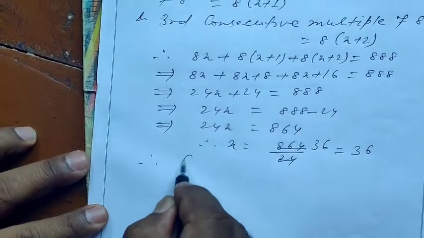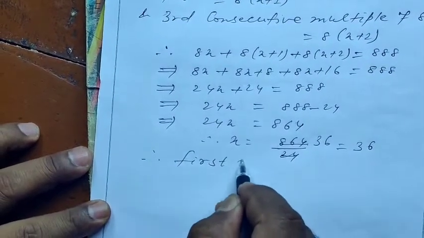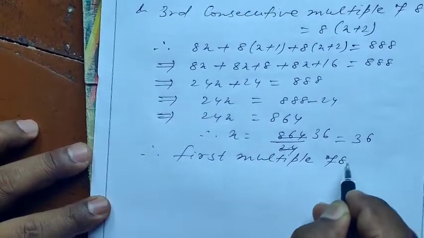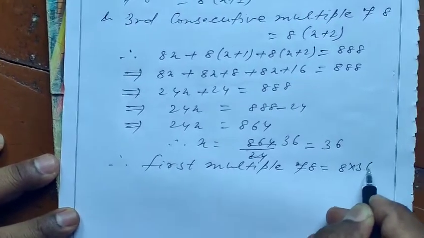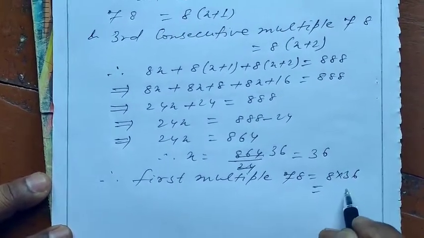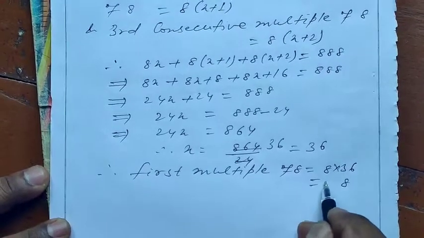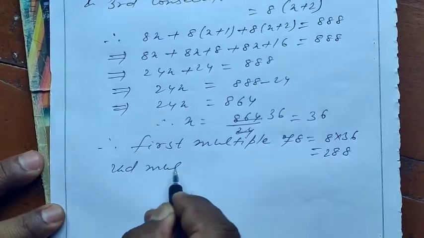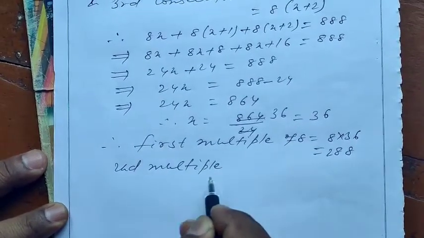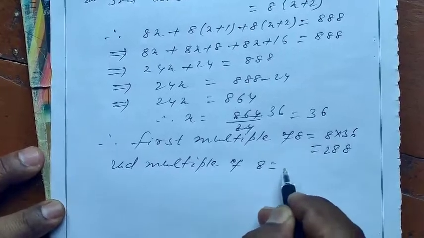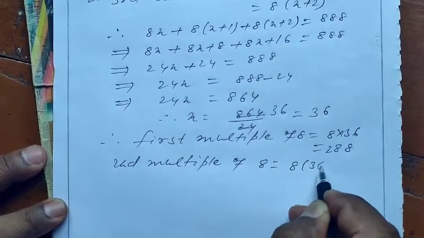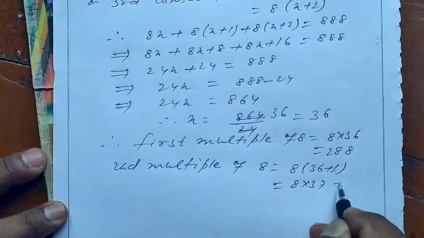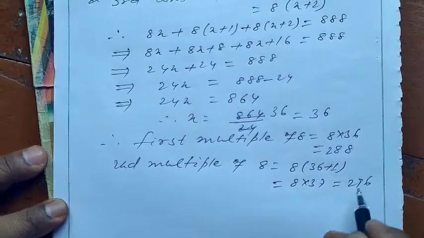And therefore, the first multiple of 8 is equal to 8 into 36. 8 sixes are 48, 8 threes are 24, 4 more makes 288. Second multiple of 8 is equal to 8 into 36 plus 1, that is 8 into 37, and this is equal to 296.